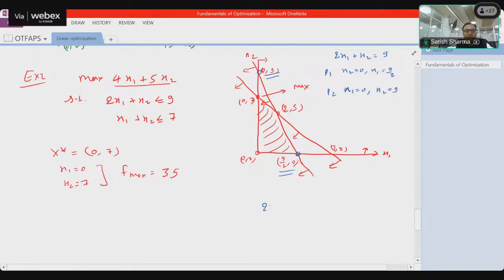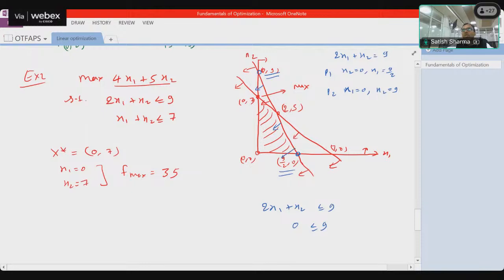So this is an equation, 2x1 plus x2 less than 9. If I put 0 0 here, I get 0 less than 9. So this satisfies the condition, wherever the origin is, the origin will satisfy this particular condition. So the arrow should be towards the origin. That's why I'm making the arrows towards the origin here.